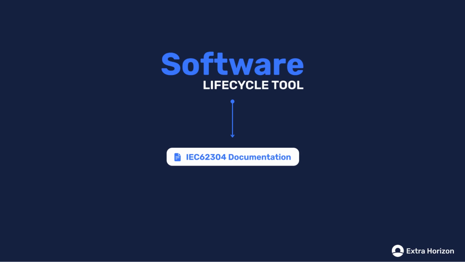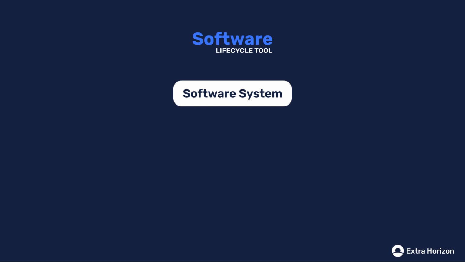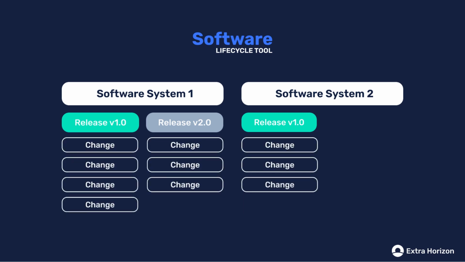This section will explain three core concepts which the Software Lifecycle Tool is built upon. First off, your software system. Depending on the architectural design of your medical device, you'll likely have one or multiple software systems. If you want to release a new version of a software system, you create a new release. Each release consists of a set of changes.